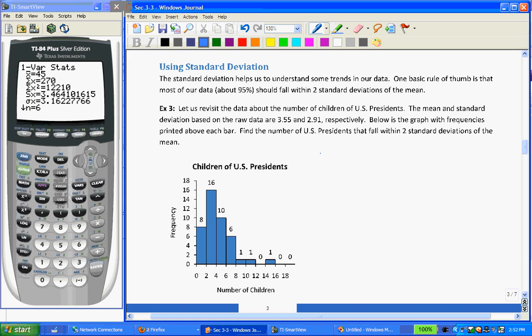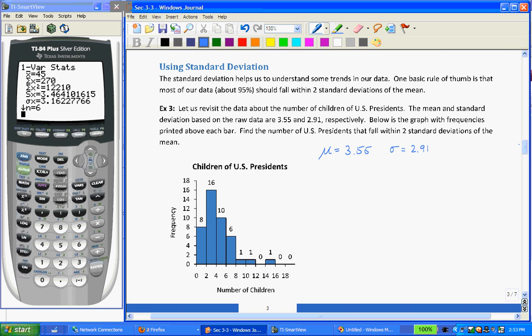So the mean, we can consider this a population because there's only so many U.S. presidents and we have information on all of them, so that's a population. So 3.55 for the mean and 2.91 for the standard deviation. So this is the same graph from before, with the frequencies printed above each bar, so it's a little bit different, just the way it's presented.